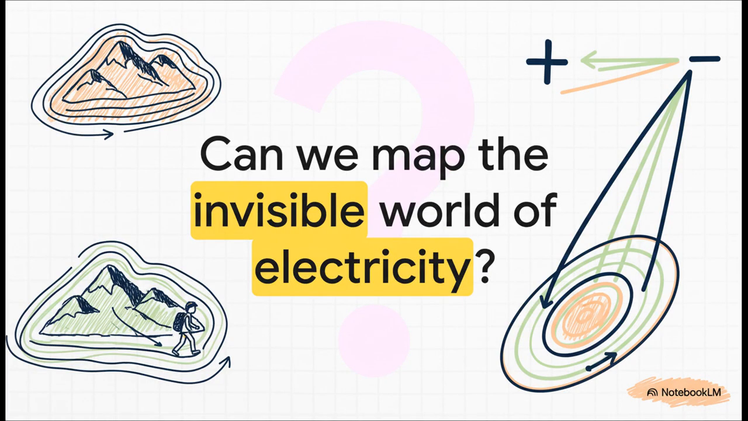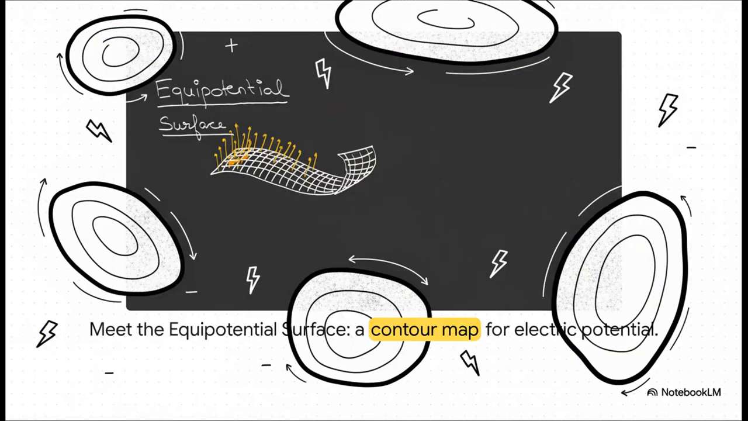You know, if you've ever looked at a hiking map, you've seen those squiggly topographical lines, right? Well, those lines connect all the points that are at the exact same elevation. If you walk along one, you're not going uphill or downhill, you're on flat ground. So here's the big question. What if we could draw a map just like that, but for the invisible world of electricity? A map of equal electrical height. Well, it turns out we absolutely can.